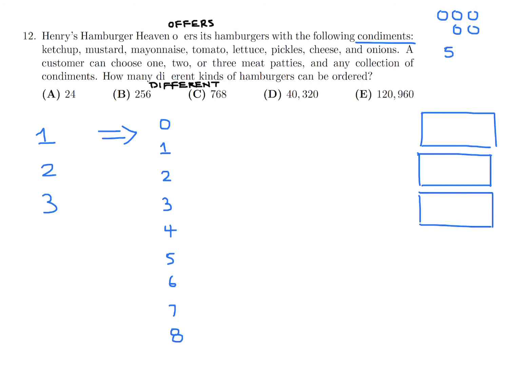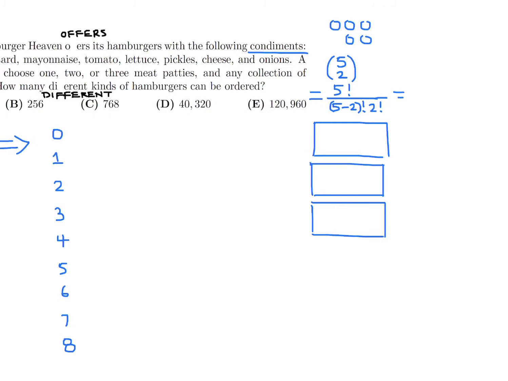So 5 choose 2. In how many ways can you choose 2 cookies from 5? Well, what is that? It's 5 factorial divided by 5 minus 2 factorial over 2 factorial. And you do the math, and whatever number is the number of choices. So for example, this will be 5 factorial over 3 factorial over 2 factorial.